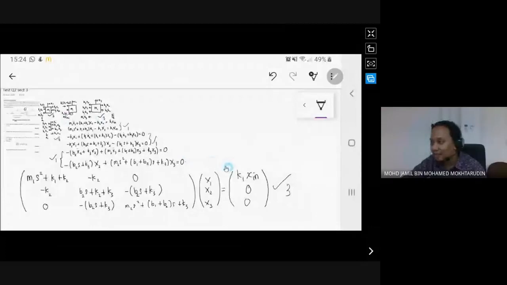Let's say K1 here, you put K1X in, but here no K1. Or here no K1, here you put K1. And here also K1. Pandai-pandai lah, minus 1 ke sekali lah, okay?